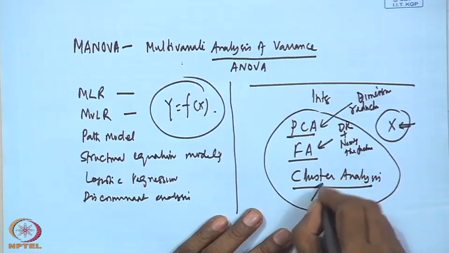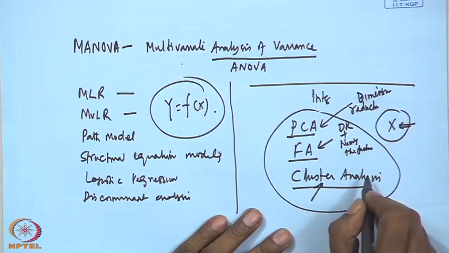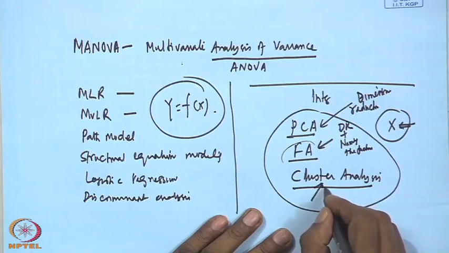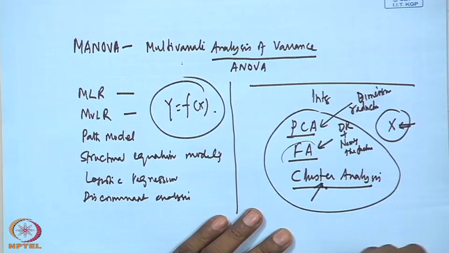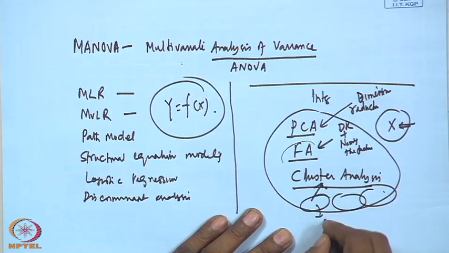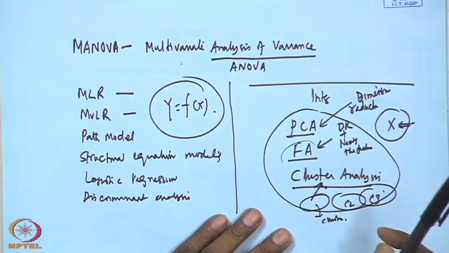In cluster analysis, we want to group the individuals, not the variables. In factor analysis and PCA, we basically group the variables, and then we reduce the dimension. In cluster analysis we will not group the variables; we will group the individuals, items, or objects on which data is collected, and then we make several clusters: cluster 1, cluster 2, cluster 3. Like this, several clusters will be formed.